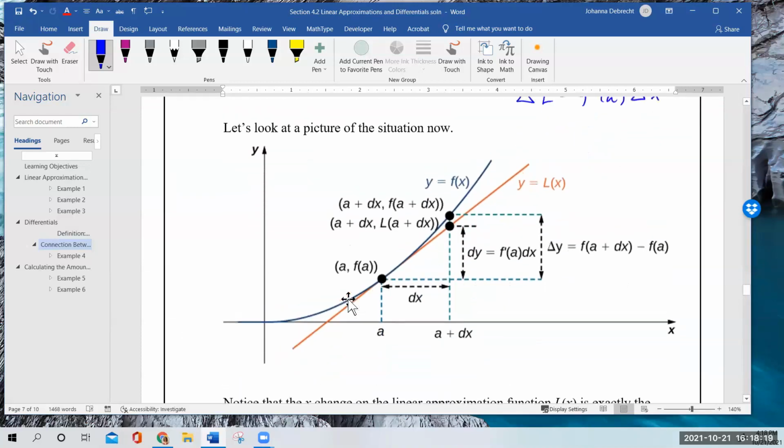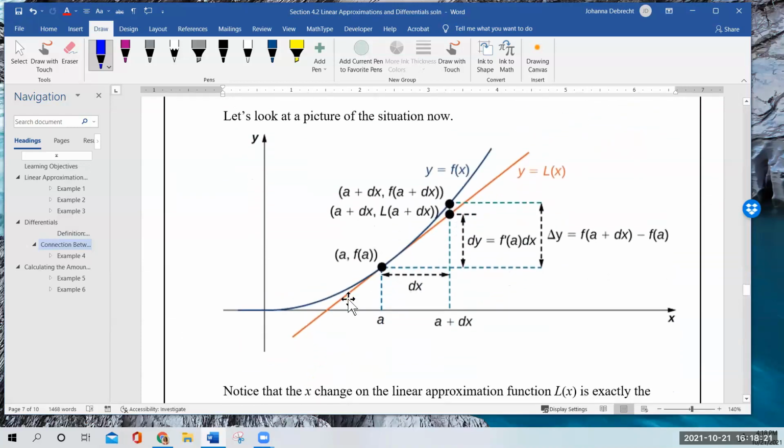All right. Now let's look at the picture so that we can understand what the difference between dy and delta y is and why dx and delta x are the same.